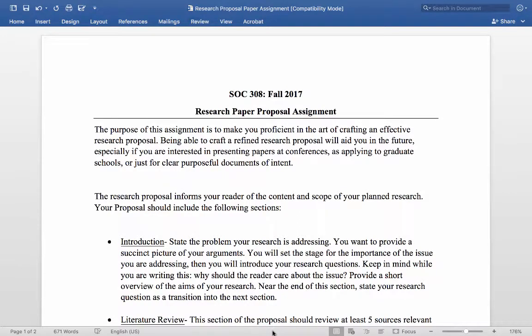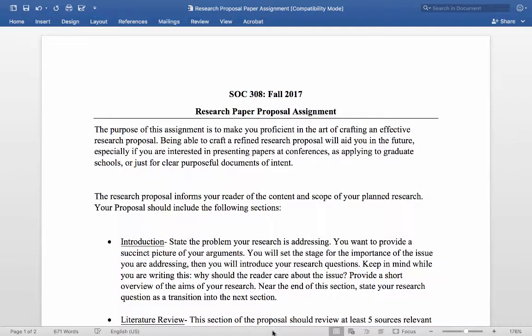Okay, so I wanted to do a brief review of your research paper proposal assignment so that you understand what's expected. The purpose of the assignment is to make you proficient in crafting an effective research proposal. Proposals are important whether or not you're planning on going to grad school. You're going to need to use proposals if you want to present your research at conferences.